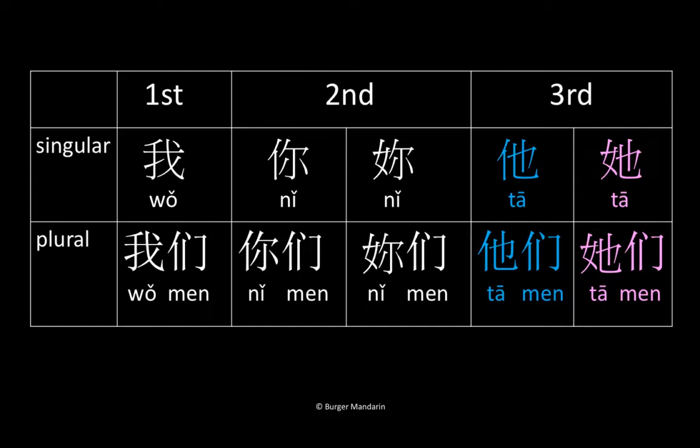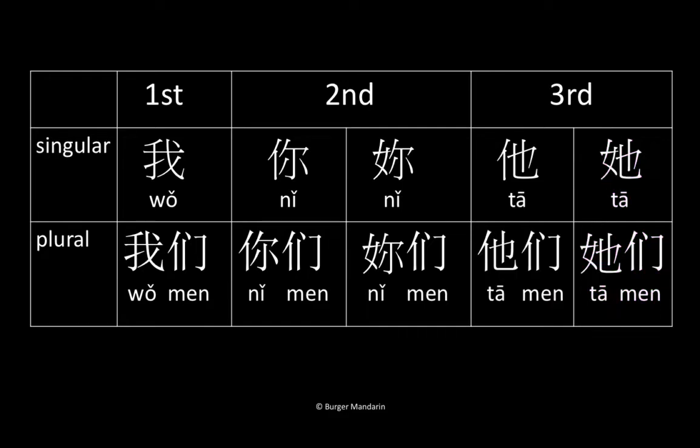The 他 highlighted in blue indicates a male, which means he, and the 他们 highlighted in blue indicates a group of males or a group of males and females, which means they. Whereas the 她 highlighted in pink indicates a female, which means she, and the 她们 highlighted in pink indicates a group of female, which means they. Because again, the radical 女 circled in green means female.